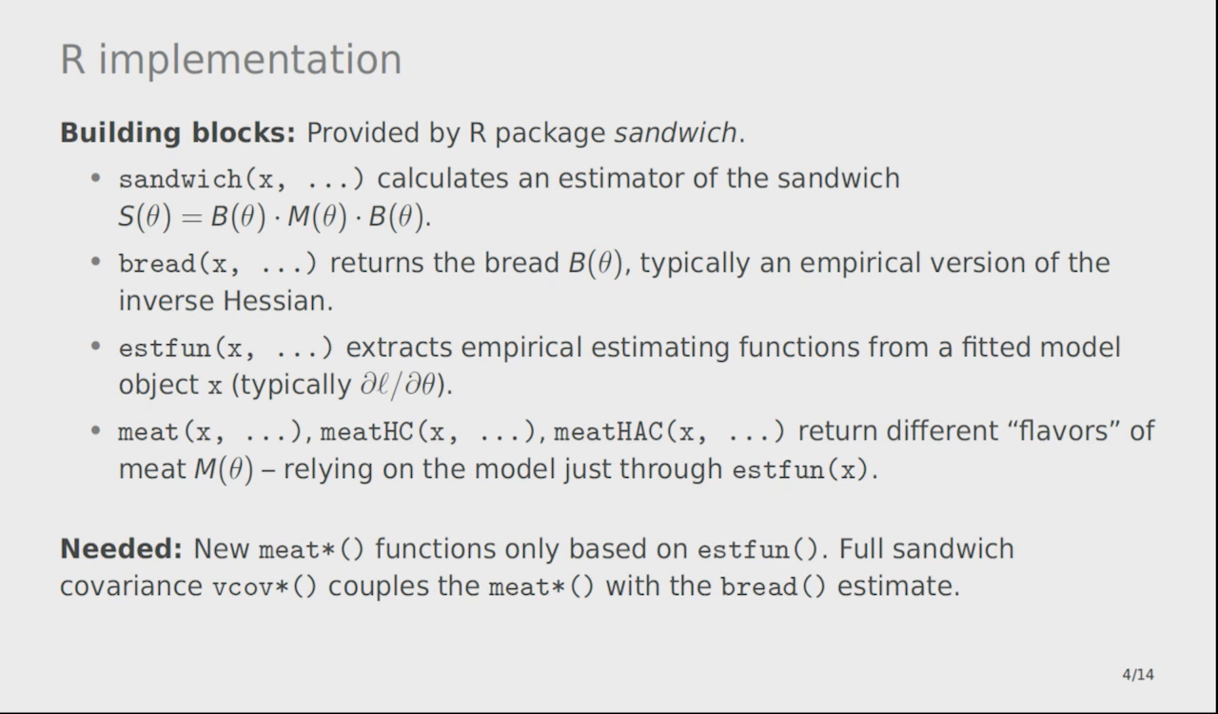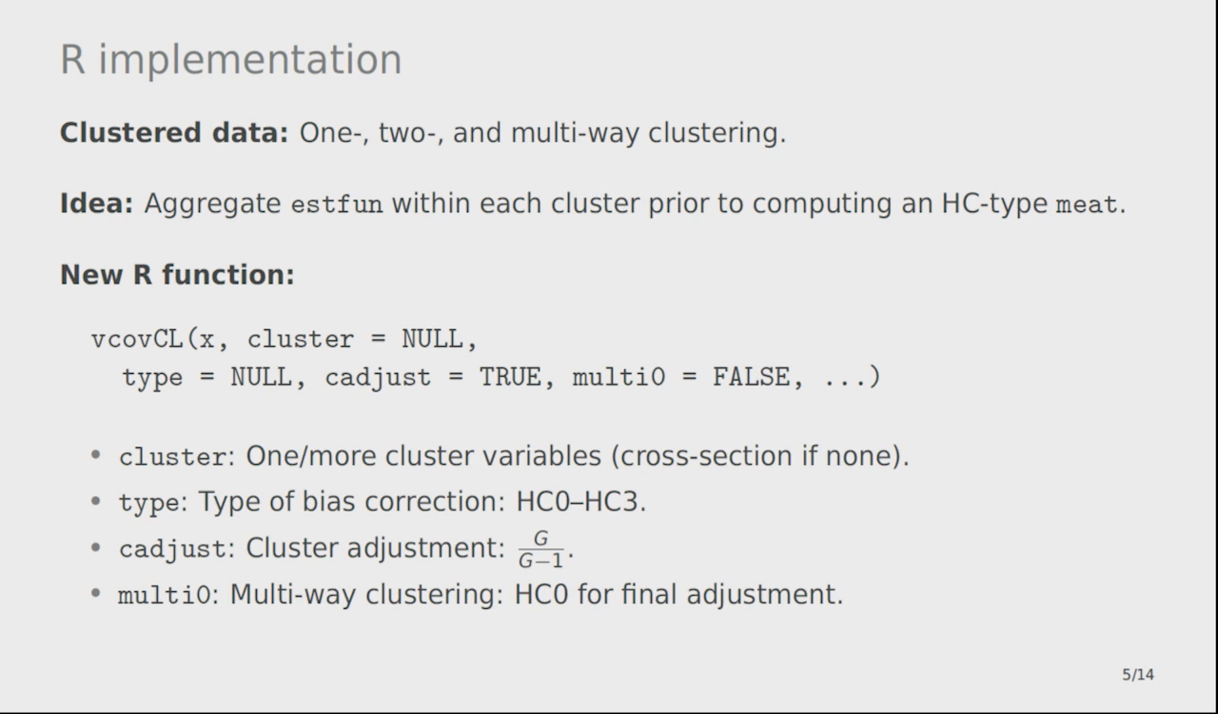So to sum up, the sandwich package has in the end been extended along the same lines it was originally established. And here we go: one-way, two-way, and multiway clustered covariances with HC0 to HC3 types of bias correction are implemented in the new function vcovCL for a fitted model object x.